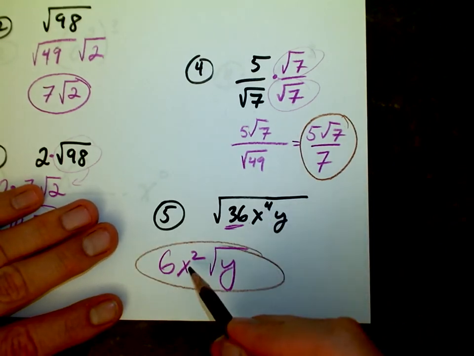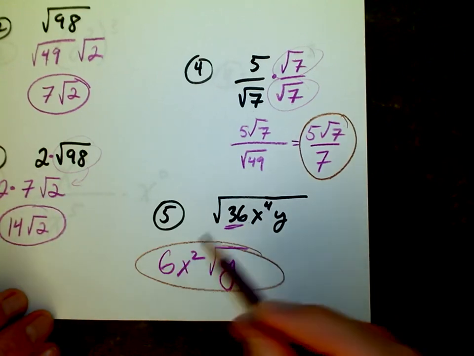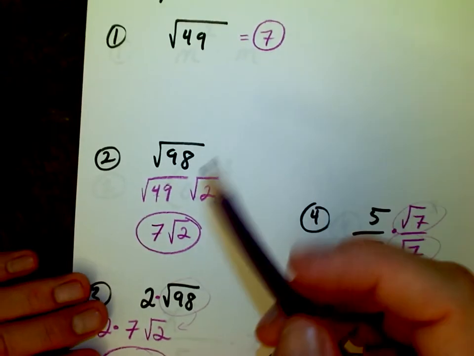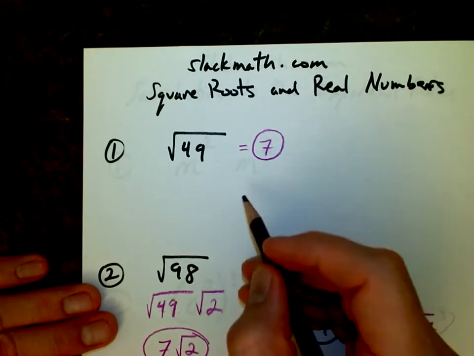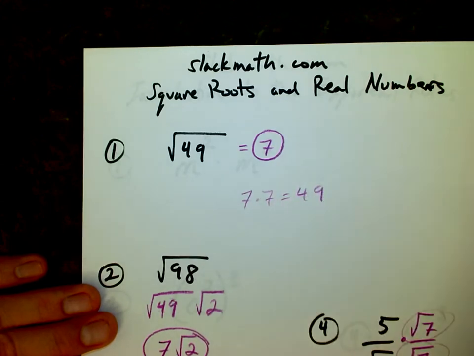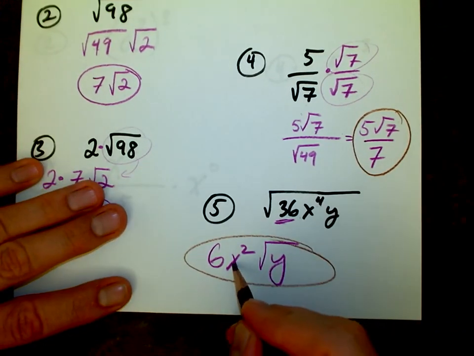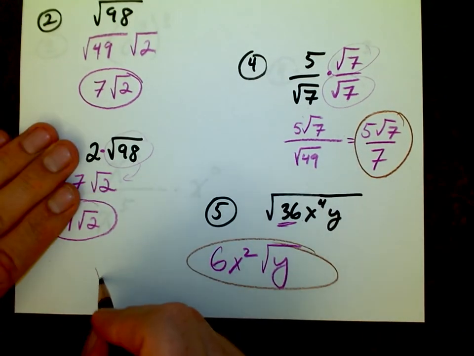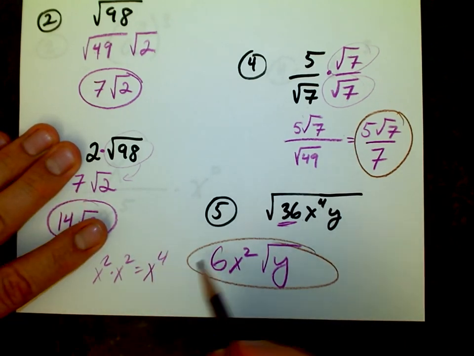Now, just a real quick way to double check something like this. So let's go back to here. If you weren't sure on, let's say, this first problem, how can you check? Well, 7 times 7, that's 49. So over here, let's see, x squared times x squared. Well, that is x to the 4th, which checks that.